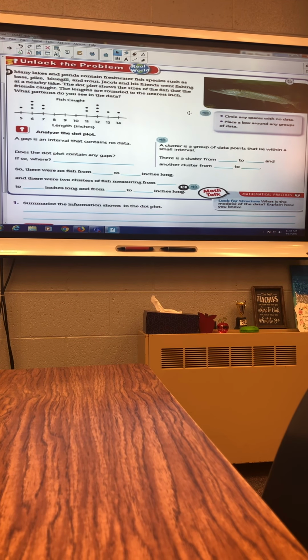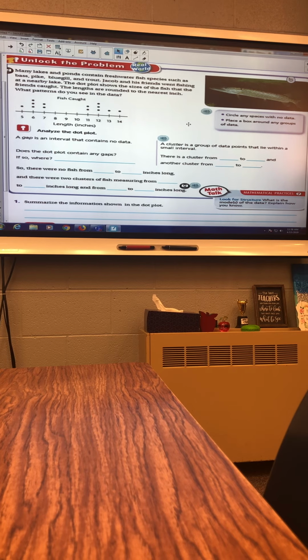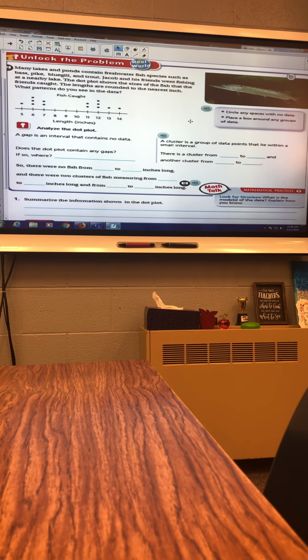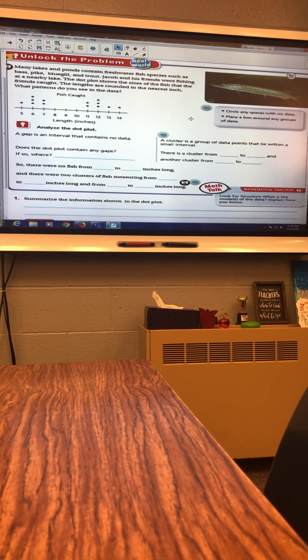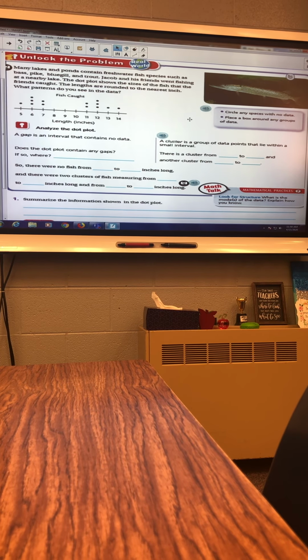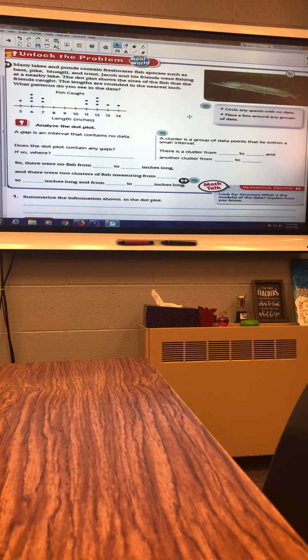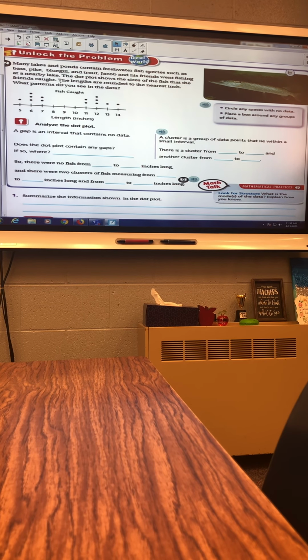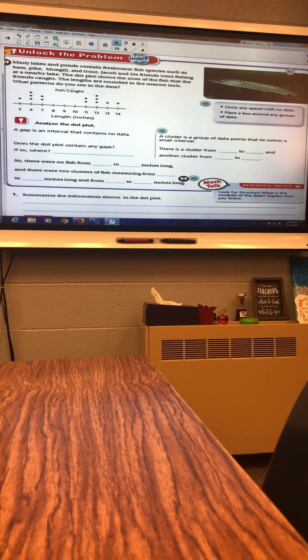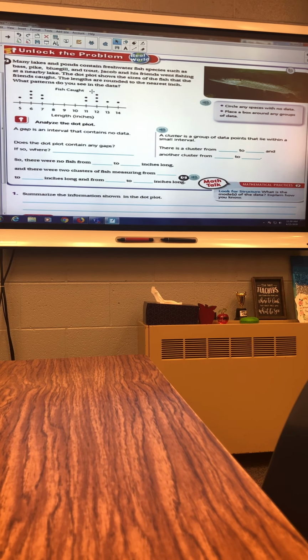So unlock the problem. Many lakes and ponds contain freshwater fish species such as bass, pike, bluegill, and trout. Jacob and his friends went fishing at a nearby lake. The dot plot shows the sizes of the fish that the friends caught. The lengths are rounded to the nearest inch. What patterns do you see in the data?